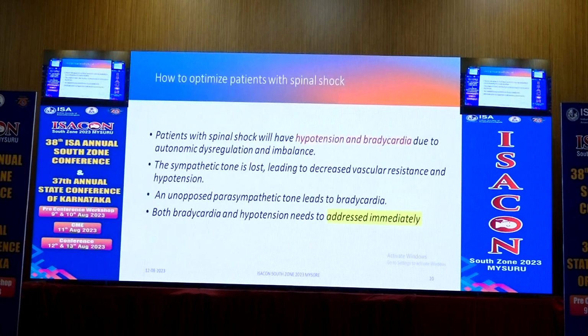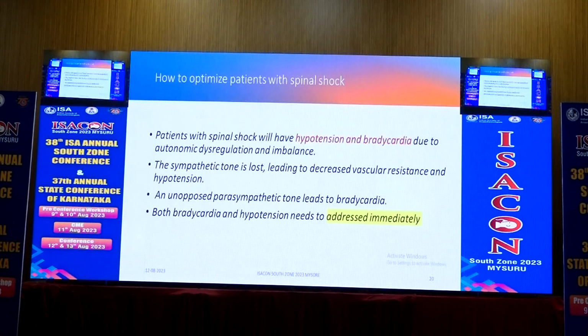Now coming to how we are going to optimize this patient with spinal shock. So as I told earlier, your patient is going to have hypotension and bradycardia. This is basically because the sympathetic tone is lost, this will result in decrease in your vascular resistance and this will result in your hypotension. And there's going to be an unopposed parasympathetic tone which leads to your bradycardia.